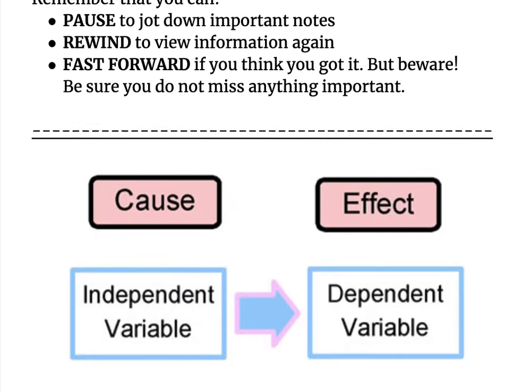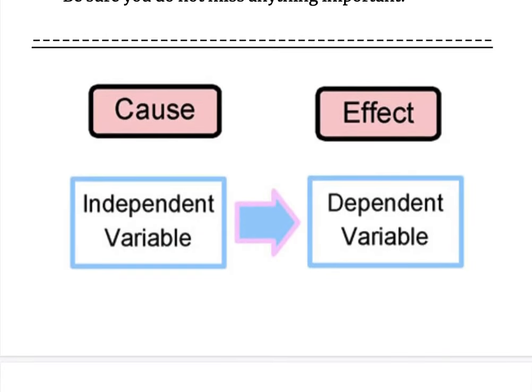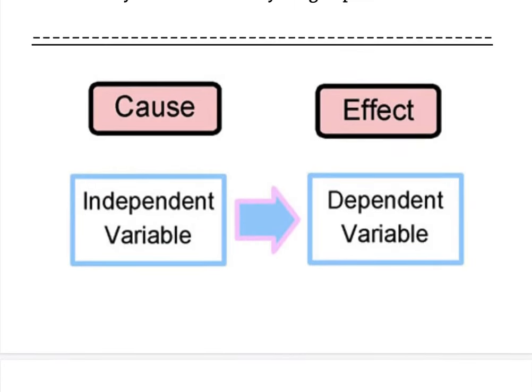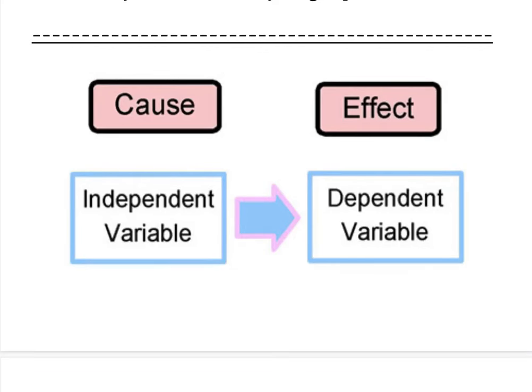So in math, we like to think about independent and dependent variables like cause and effect. Independent variables are going to change on their own, and then when they do change, they're going to cause a change in the dependent variable. So you want to think about the independent variable happening first or changing first, and then causing like a chain reaction to your dependent variable. So cause and then effect, independent then dependent.